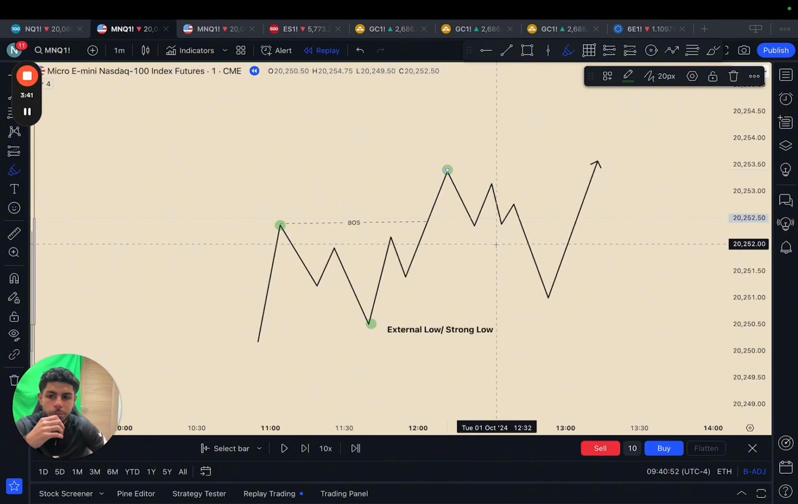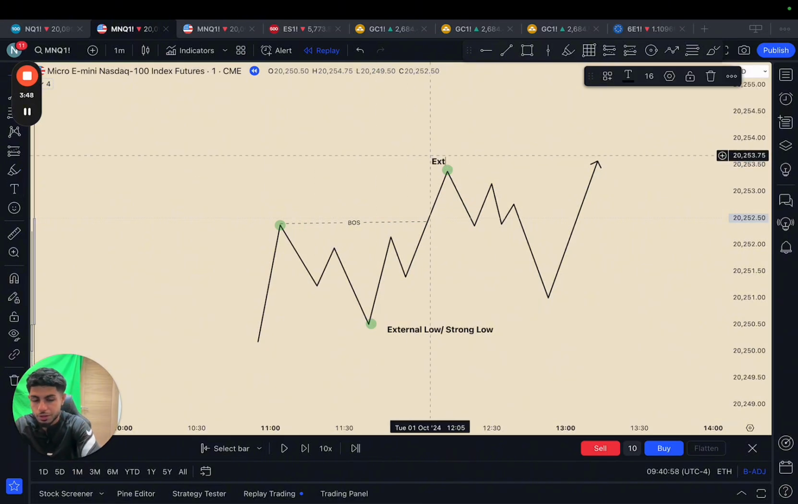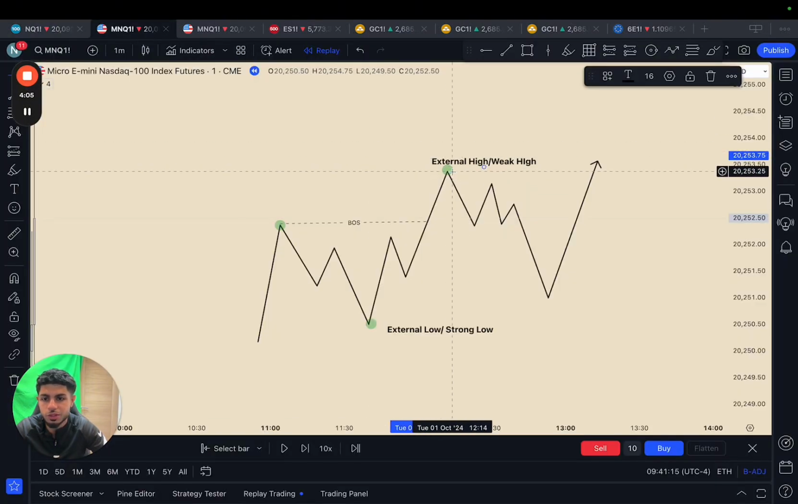Now, what a lot of people get confused by is everything between this external low and this external high. In an uptrend, our highs are weak because we're expecting price to put in, if we go back to this first diagram, higher highs and higher lows. So these highs are continuously being broken. So when we go back to here, this is a weak high because we're expecting price to run it, which we do exactly that.